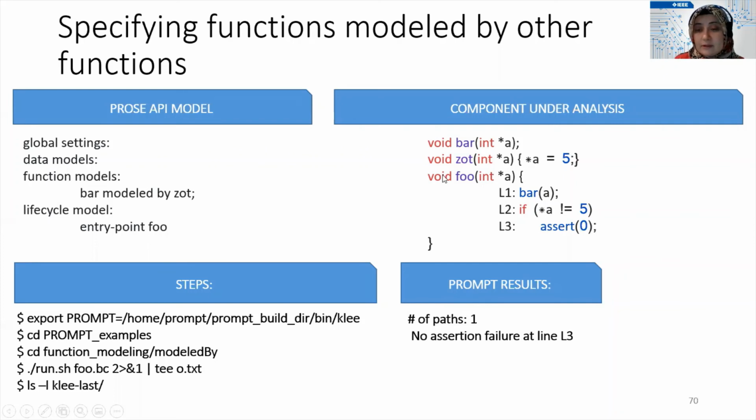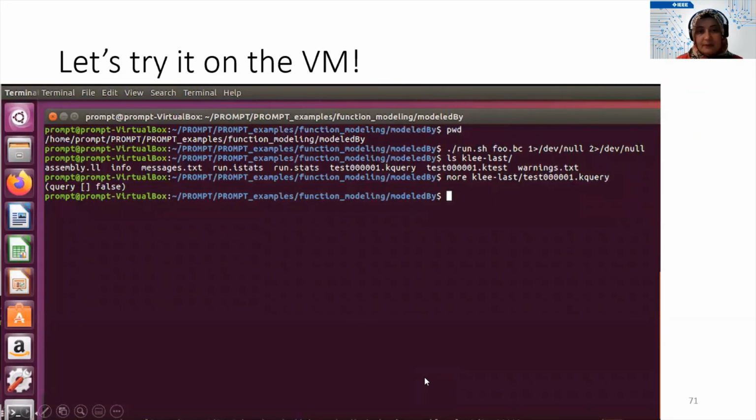Now, inside the foo function, when we call bar, we will just replace it with Zot's implementation. And what this does is it sets the memory pointed by A to 5. So this if statement should not hold, and then we shouldn't reach the assertion failure at L3. So if you go to the model by directory, you can see that we're not reaching that assertion failure.